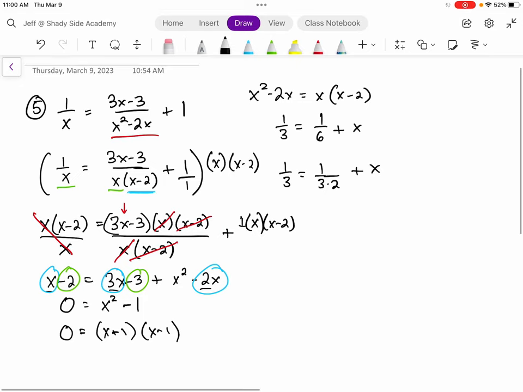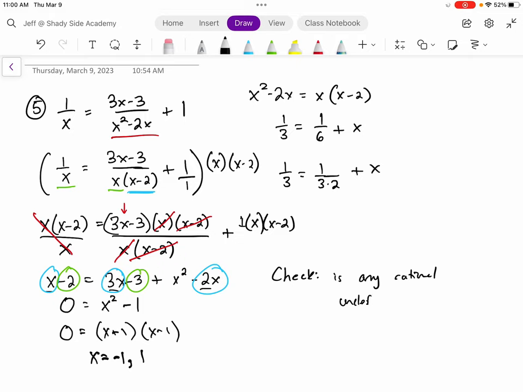So that means that I'm going to get x equals -1 and +1 as my two answers. And remember, with these kinds of problems, we did have to check, right? Do they work, or is any rational expression undefined? That meant, were any of the denominators equal to 0? And we see that won't be the case.